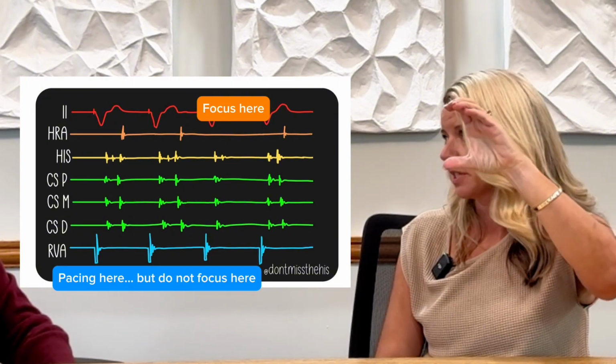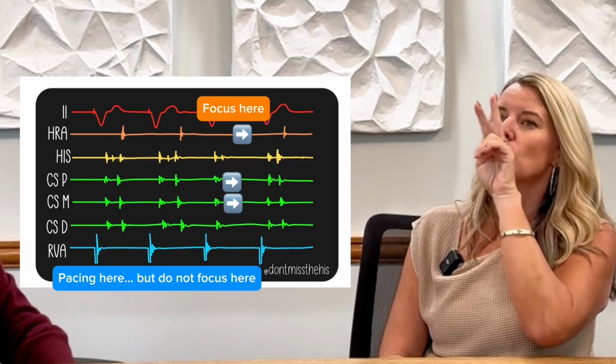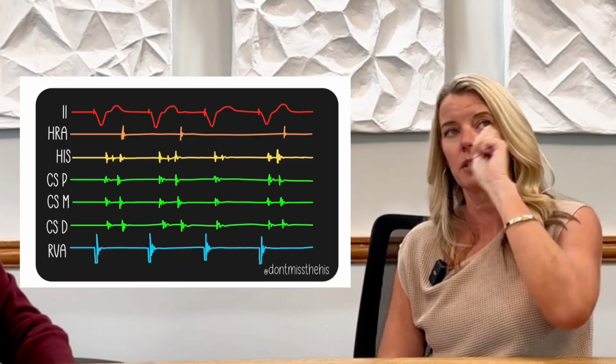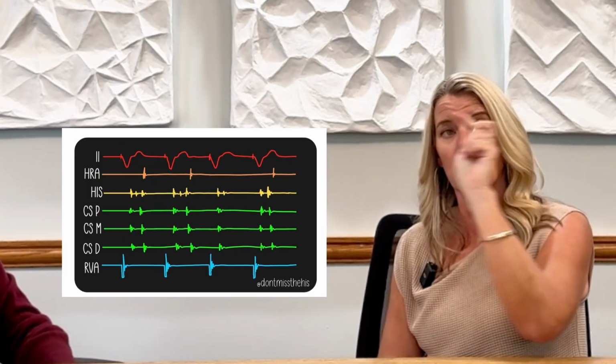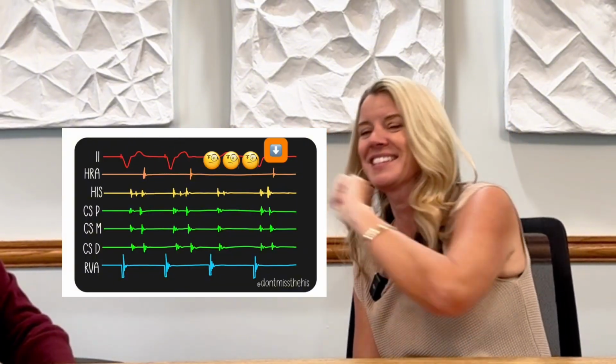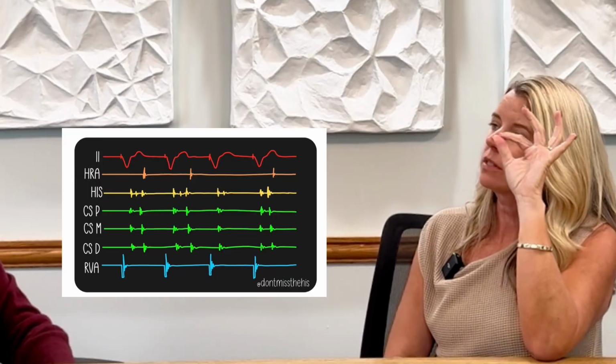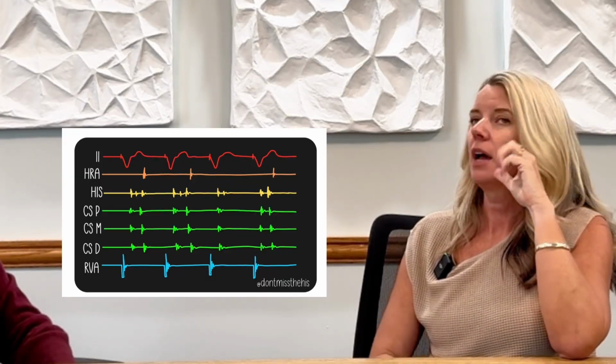So focus on your CS if you have one, or your high right if you don't have a CS. And I'm 100% here to tell you, if you stare at that one going straight across, you can see this. You see that big hole there? That's where your block is. Focus. Don't try to look at everything. That was my mistake. I was like, there's too many lines. What am I supposed to be looking at?